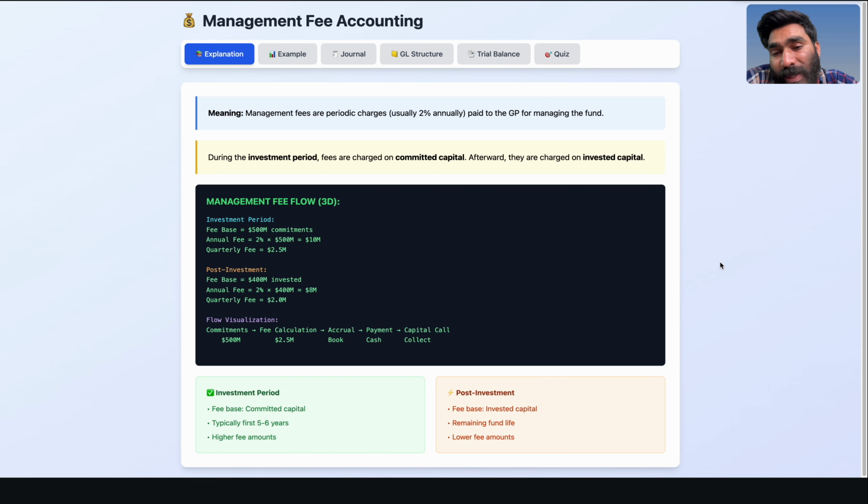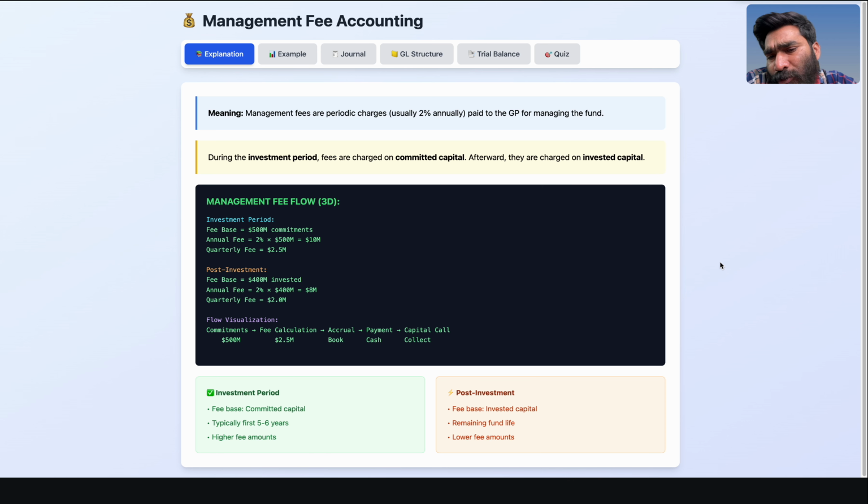All right. So we have an example. Let's say the investment period, look at this. Fee base would be like 500 million commitment. Annually, 2% would be charged. So 2% into 500 million would be 10 million. You can divide by 4, since 4 quarters make 1 year. So you will have 2.5 million as a quarterly management fee.